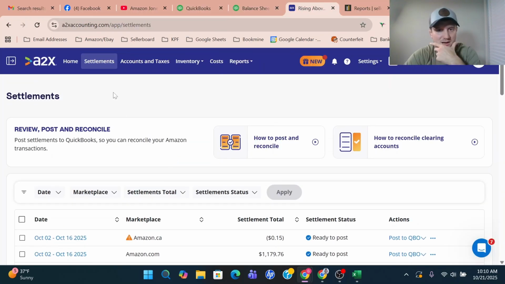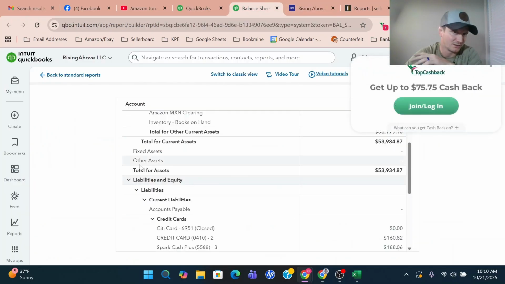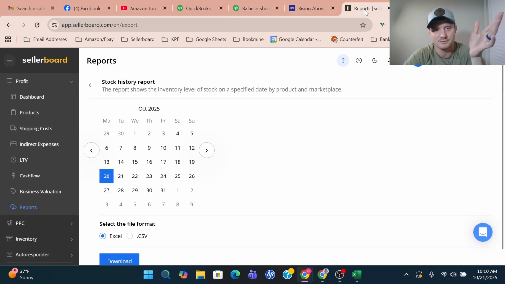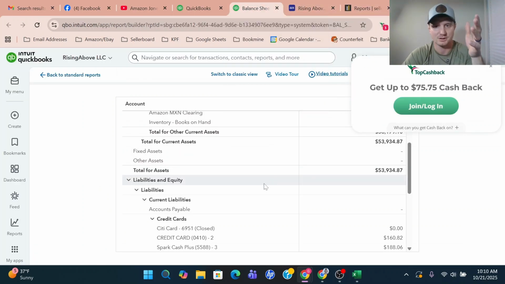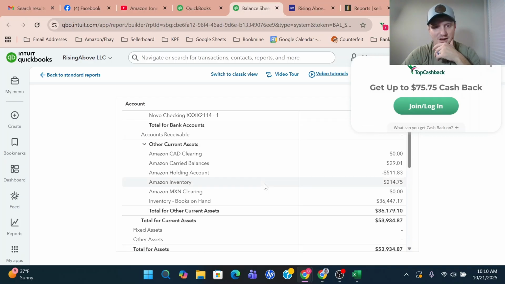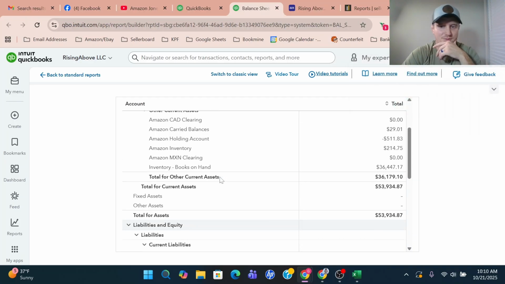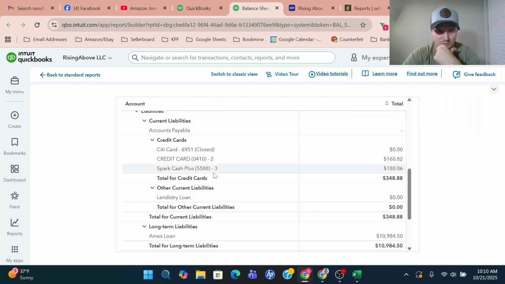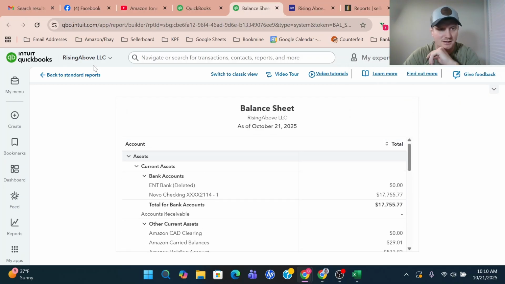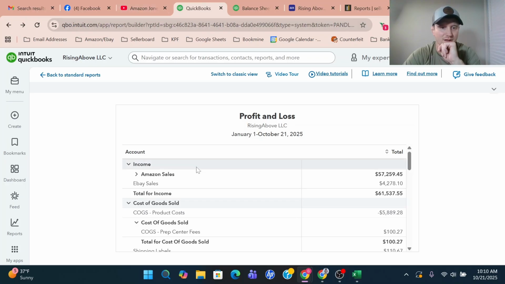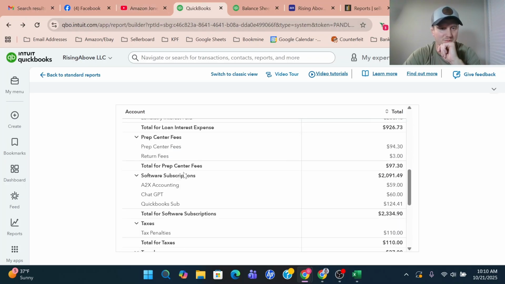Now A2X is not cheap. I think I pay $56 a month for it, on top of my $26 a month for QuickBooks, on top of $20-some for Sellerboard. It's not cheap to be super duper accurate, but this is how you do it. And then if you want to take it even further, you're going to break everything down to the max. You're also going to have a prep center breakdown.